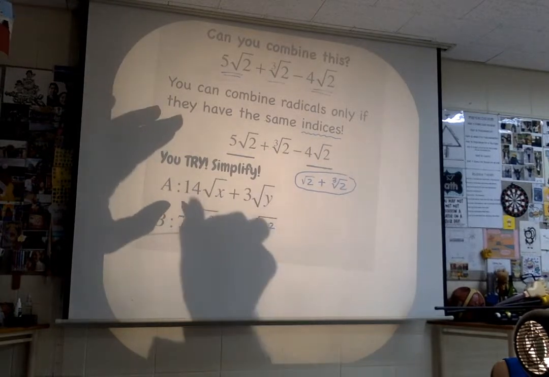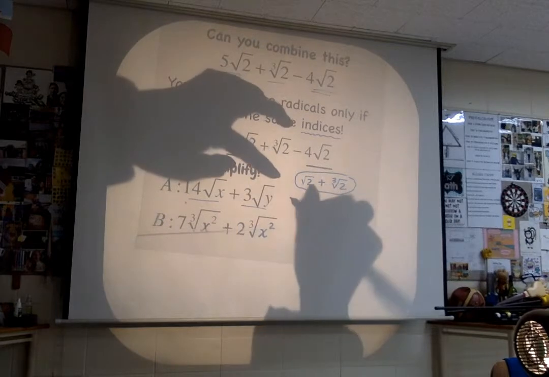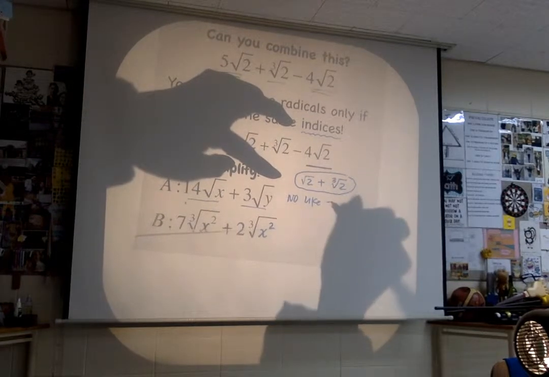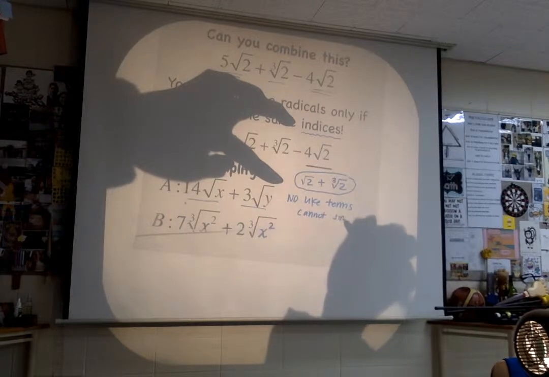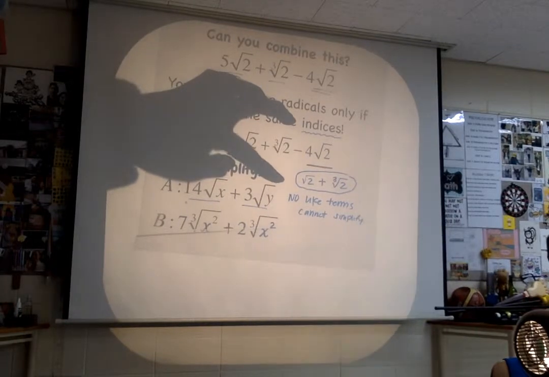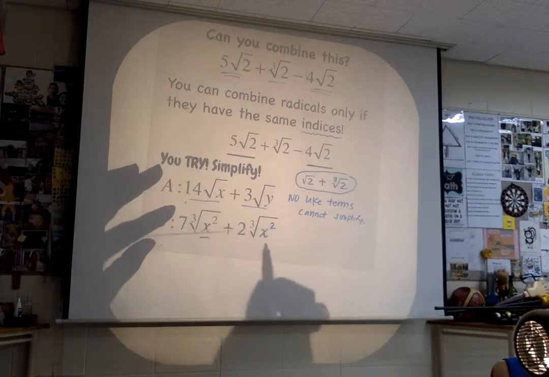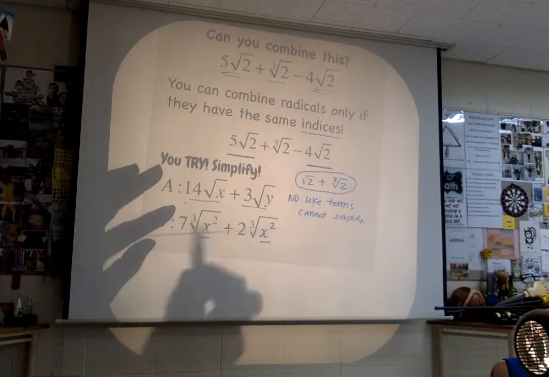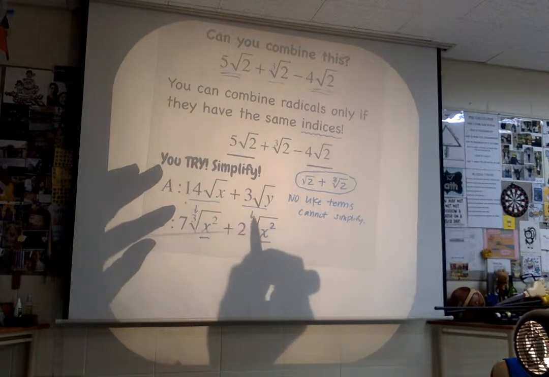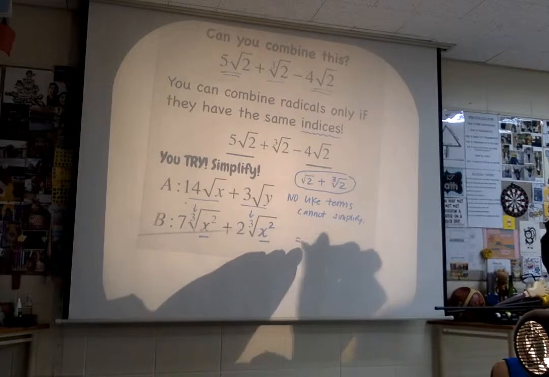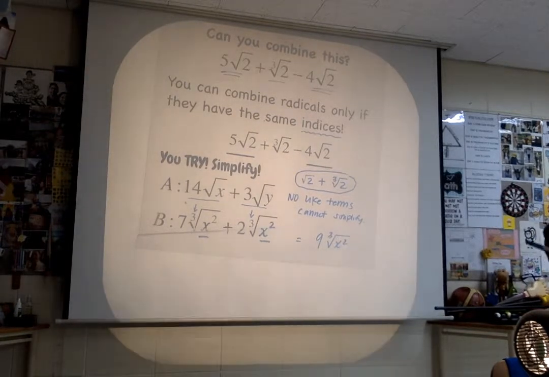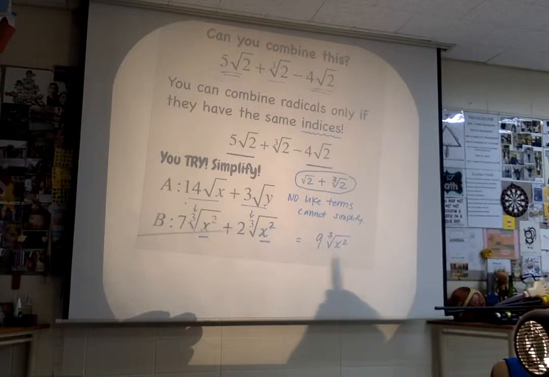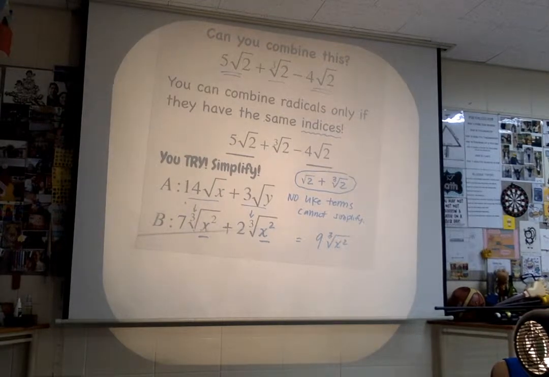Alright. So here, no like terms. No like terms. Cannot simplify, right? This is it. This is the most simplified. How about here? Well, do they have the same radicals inside? Radicands? Yes. And the same index? Yes. Therefore, you should have gotten 9 cubic root of x squared. This is sort of like the variable, and this is like the coefficient. Alright, that's it for that.